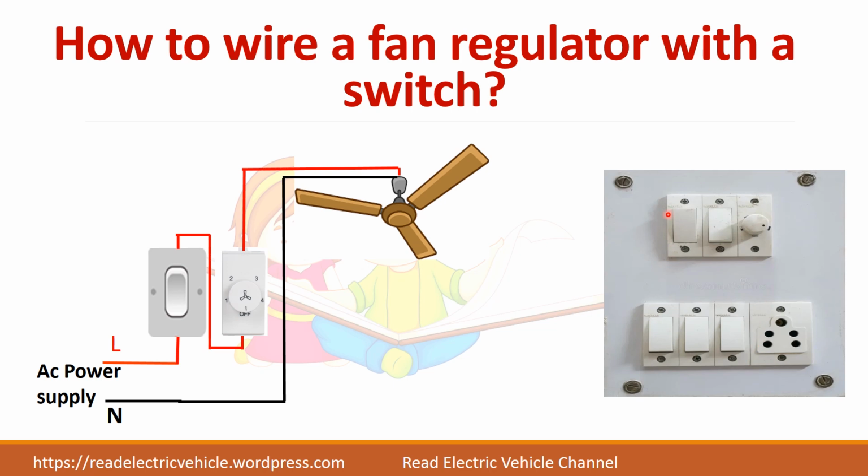So how to connect this fan regulator with the switch? Connect one end of this regulator to the switch and the other end to the fan. It should be connected in series so that you can control the speed of the fan. When this switch is on, the whole supply will be applied here, but you are controlling it using the regulator. The voltage applied to the fan is controlled using this triac based regulator. So the fan speed is controlled.